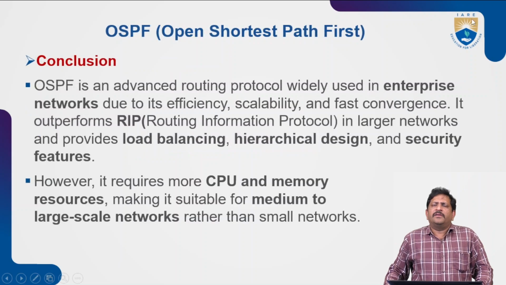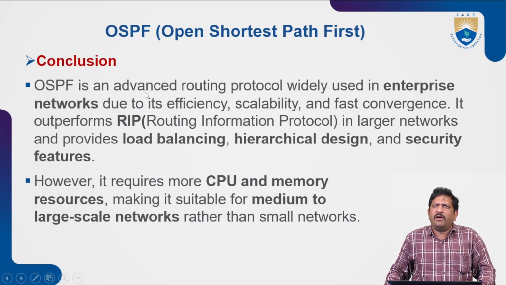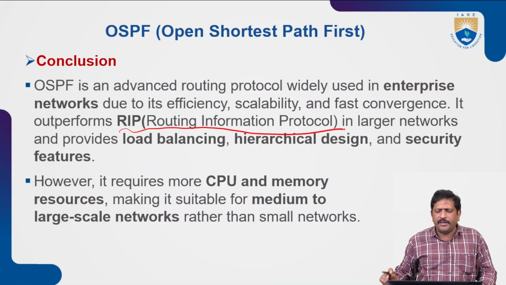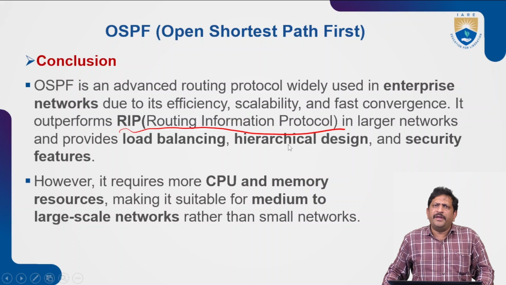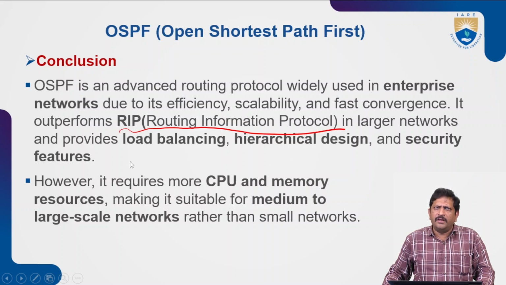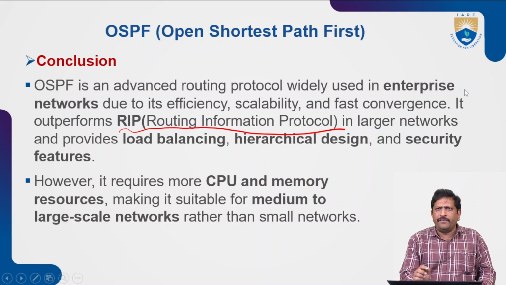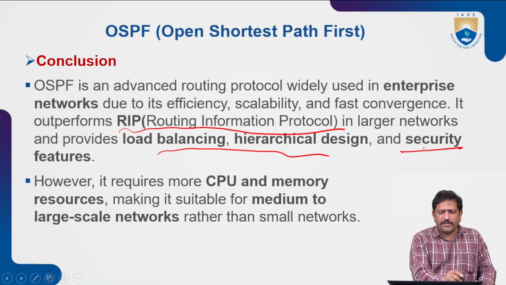The conclusion: OSPF is an advanced routing protocol. It is widely used in enterprise networking due to its efficiency, scalability, and fast convergence. So it outperforms the Routing Information Protocol. OSPF performs communications better than the RIP protocol. In larger networks, with different collections of areas, OSPF provides better service, providing load balancing, hierarchical design, security and other features.